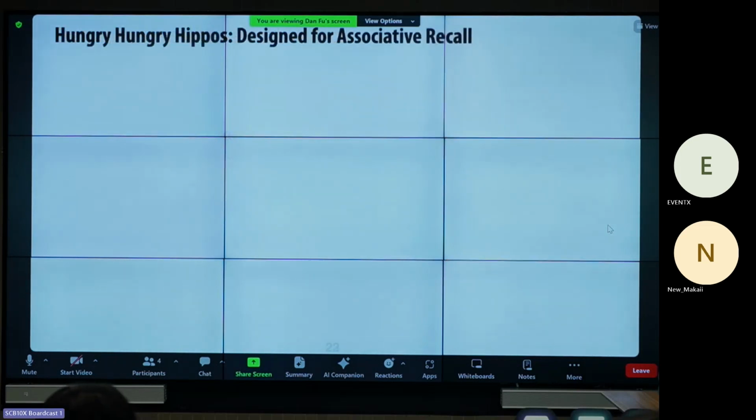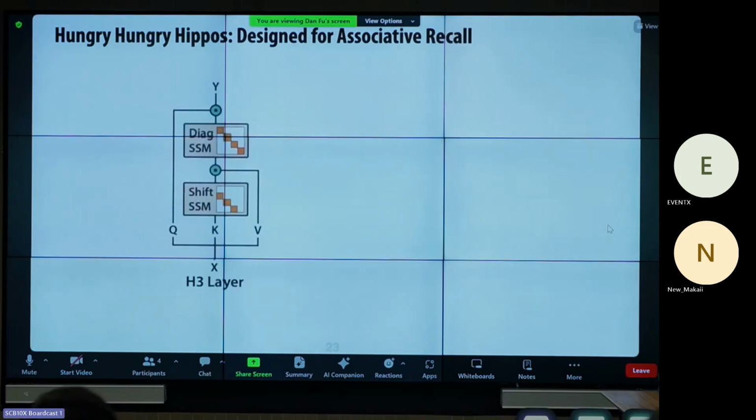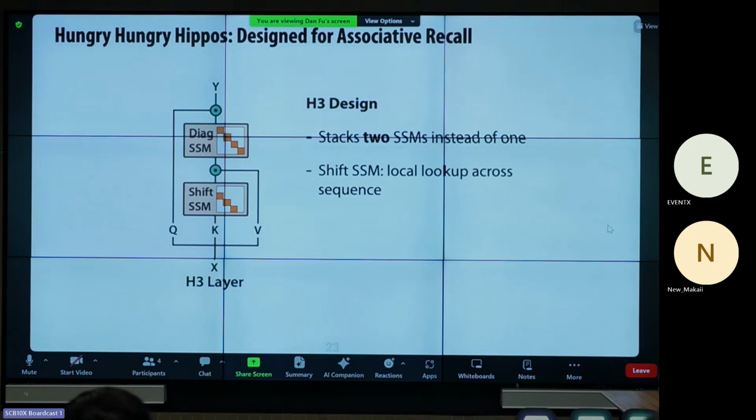So what we did was we designed a state-based model layer that explicitly, in fact provably, can solve the associative recall problem. There were some pretty simple ideas. All we did was take two state-based models in each layer instead of one, and then we added some gating operations. We also had to do something a little bit different to these two state-based models.